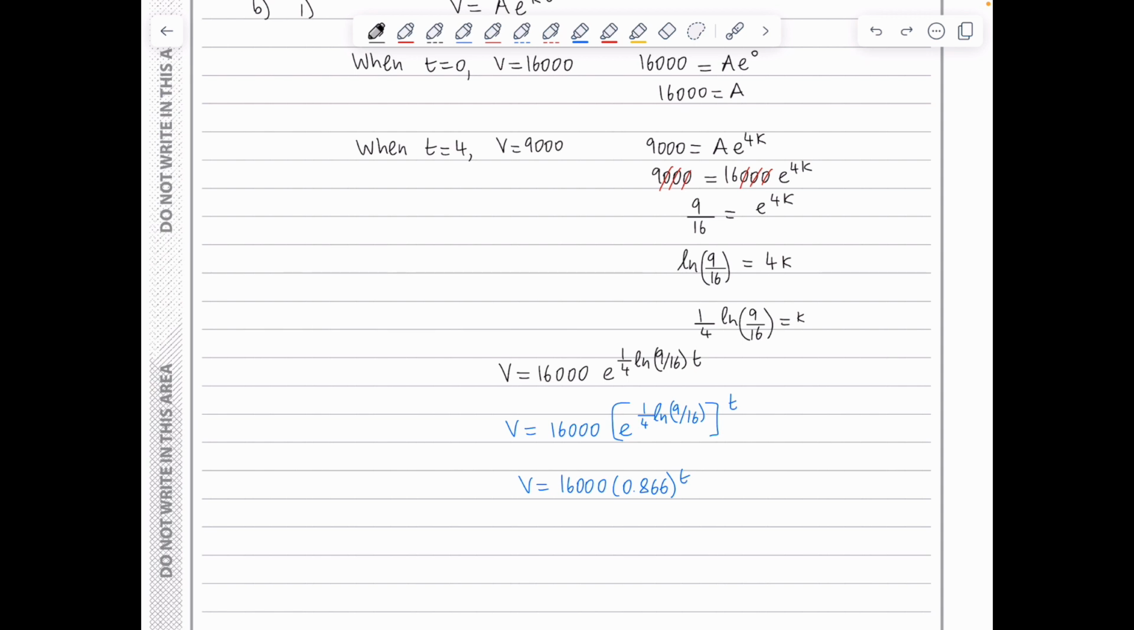We then have to obtain an estimate for the volume extracted 3 years later. So for this, I will simply do when t is 3. We have that V is 16,000 times e to the a quarter ln of 9 over 16 times 3. Plugging this in the calculator, we get 10,392 barrels. The examiner here is accepting anything which rounds to 10,400.